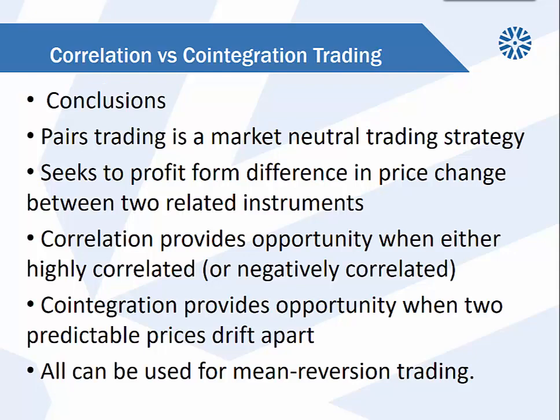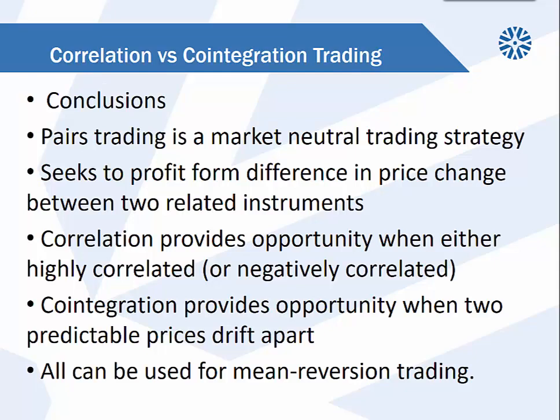So, in conclusion, ladies and gentlemen, pairs trading is a market-neutral trading strategy. We're not too worried about the direction, because it's about the relationship between the two instruments, where you're looking to profit from the difference in price change between two related instruments. At its very basic, pairs trading will be looking to buy the underperforming instrument and sell the overperforming instrument, and as they revert to a mean, that's what provides us with our profit.